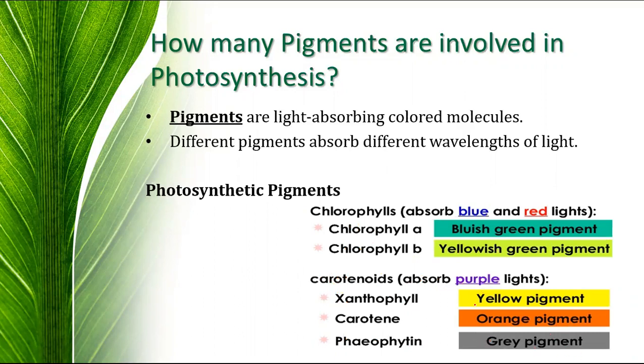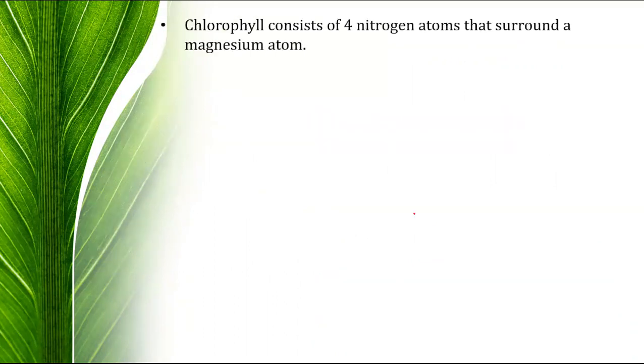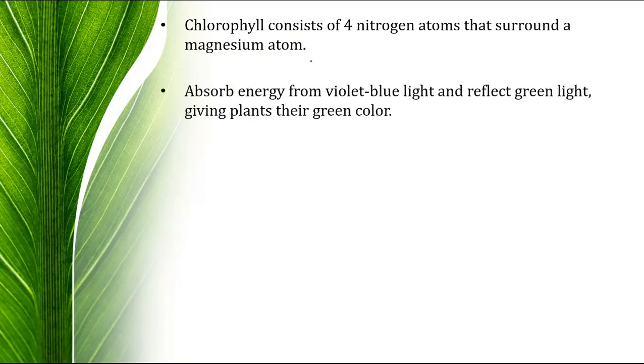Now, in all these photosynthetic pigments, chlorophyll A is the major pigment. It consists of four nitrogen atoms surrounded by a magnesium atom. That means here the four nitrogen atoms get surrounded by the magnesium atom, and this chlorophyll pigment absorbs energy from the violet-blue light and reflects the green light. That means they absorb the blue light and reflect green light. That's why the plant is green in color.